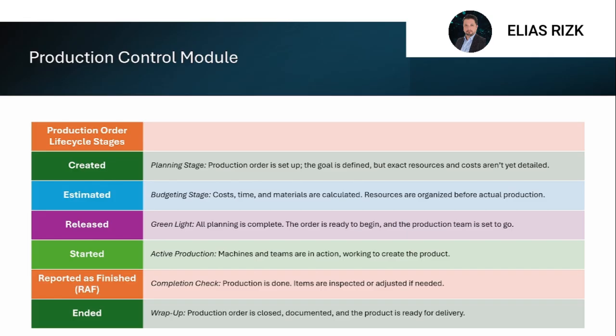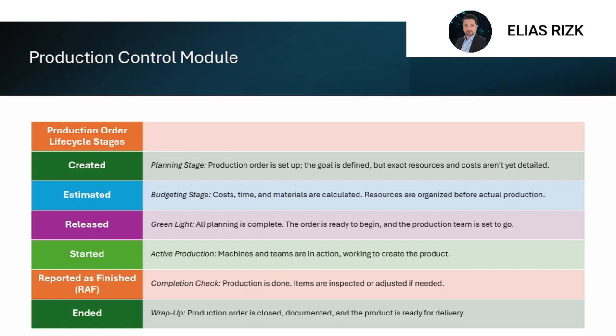So this is a production order. The lifecycle stages start from created, then estimated, released, started, report as finished, and the last one, ended. So let's first start with created. This is like a planning stage. The production order has just been set up. We know what we want to make, but we haven't figured out the exact resources it needs or how much it will cost. We will decide that in the next step, which is estimated.